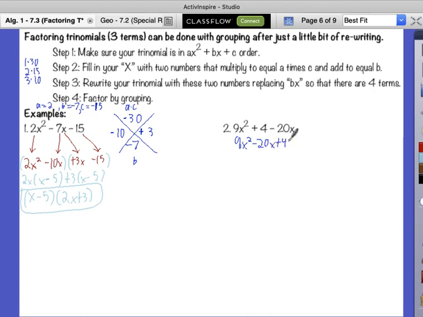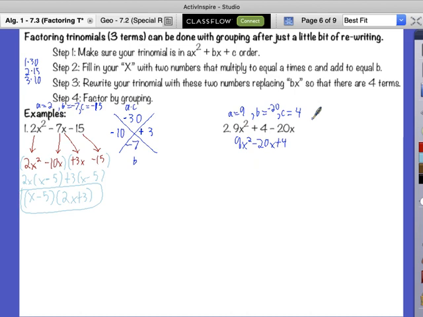Now, what is our A, B, and C? We want to pull out our A, our B, and our C. Dylan, what's my A? 9. Dalton, what's my B? 20. Okay, what kind of 20? Negative 20. Very good. And Chase, what's my C? Very good. So I pull my A, B, and C.